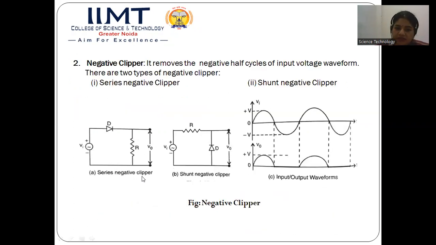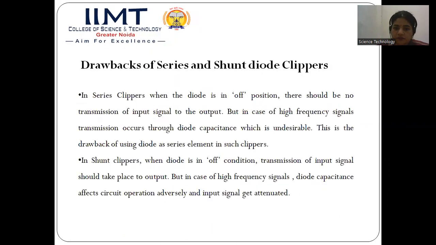But it has been observed that in the off position, in the case of a high frequency signal, the transmission occurs through the diode capacitance and we are getting an output. In the series clipper, when the diode is in the off position, there should be no output corresponding to the input. But in high frequency signals, the transmission occurs through the diode capacitance, which is not required, which is undesirable. This is one of the drawbacks of the series diode clipper.